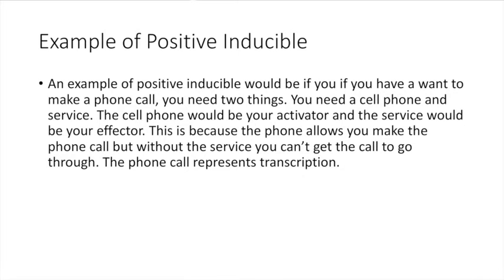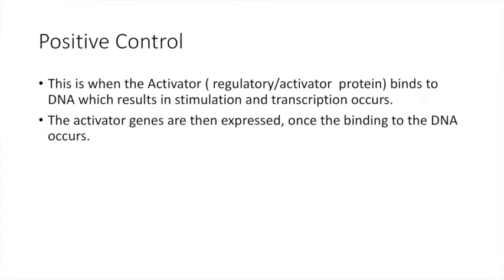An example of positive inducible transcription would be if you wanted to make a phone call, you need two things. You need a cell phone and service. The cell phone would be your activator, and the service would be your effector. This is because the phone allows you to make the phone call, but without the service, you can't get the call to go through. The phone call represents transcription.